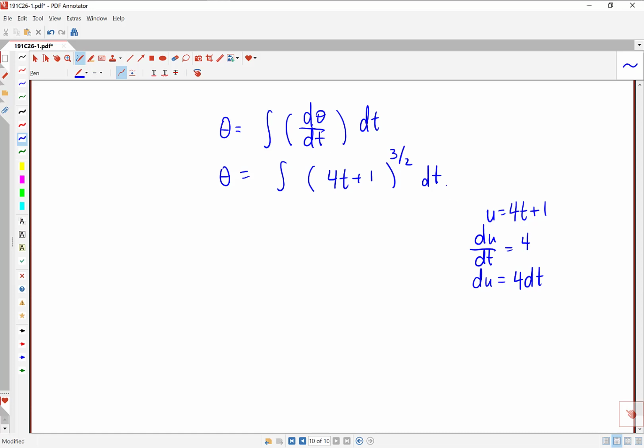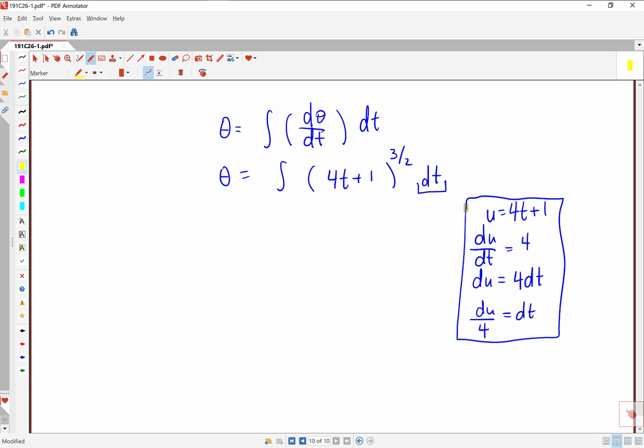And if we look back up at our integral, we don't have a 4 dt, we just have a dt. So du over 4 is going to be the same thing as dt. Keeping in mind that u is 4t plus 1 and that dt is du over 4, let's see if we can rewrite this integral. So we're saying theta is equal to the integral of u to the 3/2 times the dt becomes a du over 4, and we would just put the 1/4 out in front. Okay, so that's great. We've accomplished our substitution, and now we can go ahead with the integration.